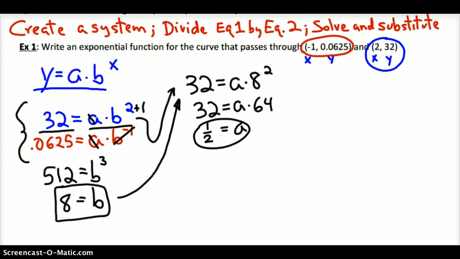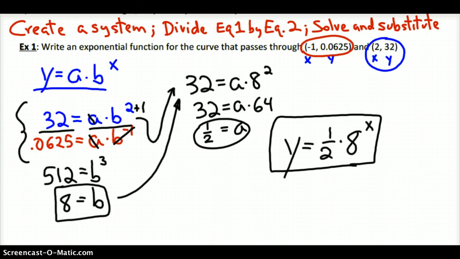So I end up with my a piece and my b piece, so now I'm ready to write the exponential function for this modeling situation here. Final answer, y equals my a times my b to the x power. And we're done with that. So the system of equations method has its merits. So this is an exponential function. The key thing with an exponential function is that it has this form.